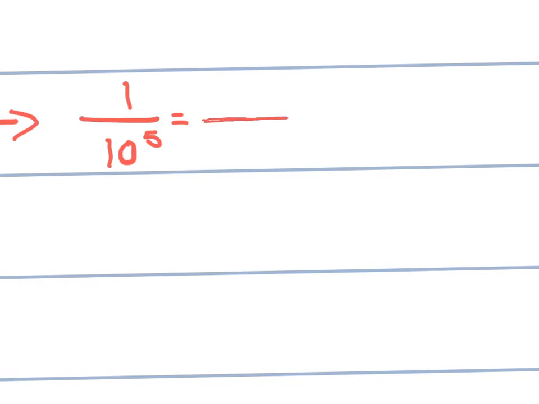But really what this means is that when you have 10 being raised to an exponent, what we're going to get is a 1 followed by 5 zeros. So 1, 2, 3, 4, 5. This is 1 over 100,000, or 1/100,000th.